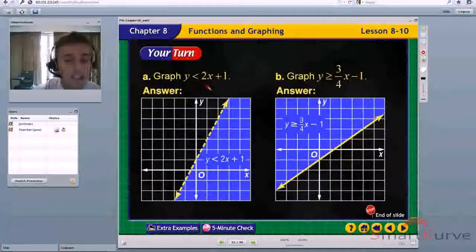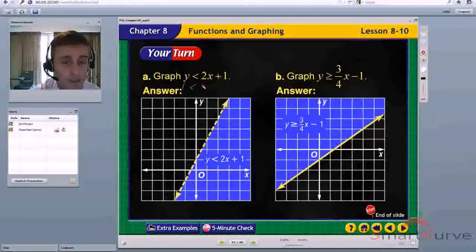Graph y is less than 2x minus 1. It's not equal to, so again we draw the dotted line, and then we shade the portion once we test it. If we do x is 1, y is 1, is 1 less than 2 times 1, plus 1? 1 is less than 3. That is correct. We can shade in this portion.